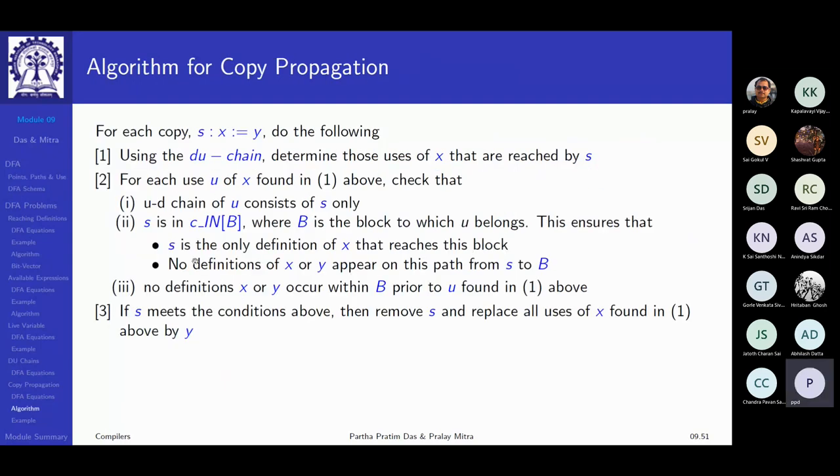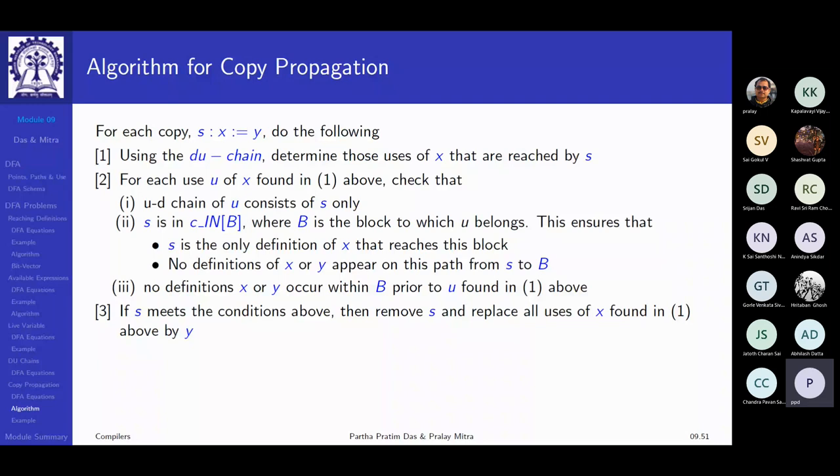So this is finally the algorithm for copy propagation. For every copy statement S, use the definition-use chain to determine the uses of X that are reached by S. We have already seen that. For each use U of X, as we have found, we have to check that U consists of S only. That is the first condition I talked about. And it must be the unique definition, which is the copy, that is reaching there. And if S is in the inset of B, where B is the basic block to which U belongs, we have to ensure that S is the only definition that reaches this block, and no definition of X or Y appears on this path from S. And no definition of X and Y occurs within B prior to U, which is obvious. If S meets these conditions, then we can remove S and replace all uses of X by Y.